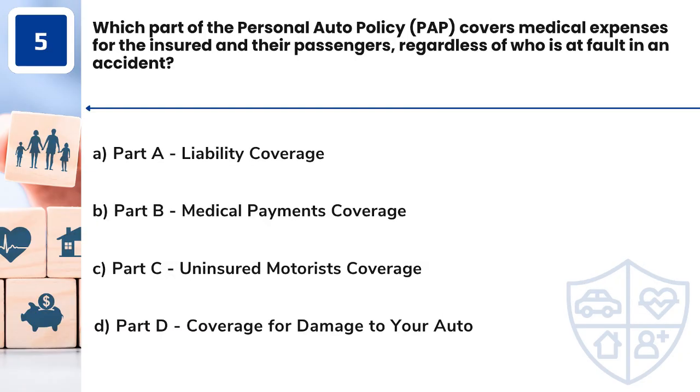Question 5. Which part of the personal auto policy, PAP, covers medical expenses for the insured and their passengers, regardless of who is at fault in an accident? A. Part A, liability coverage. B. Part B, medical payments coverage. C. Part C, uninsured motorists coverage. D. Part D, coverage for damage to your auto.